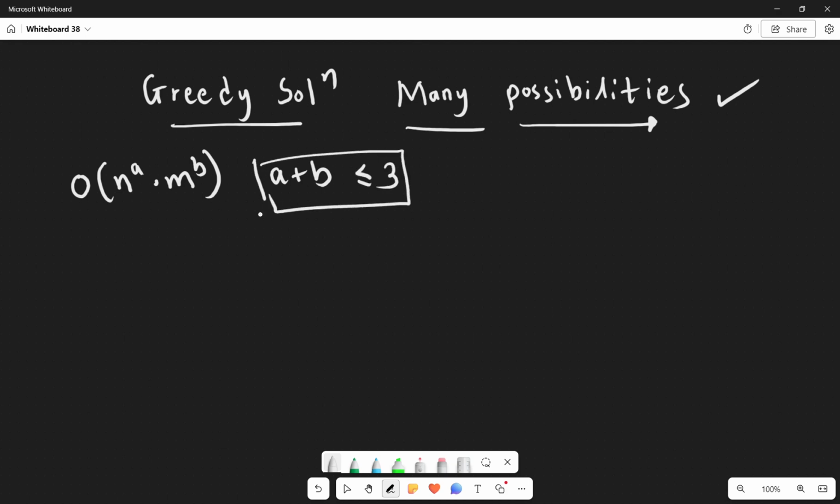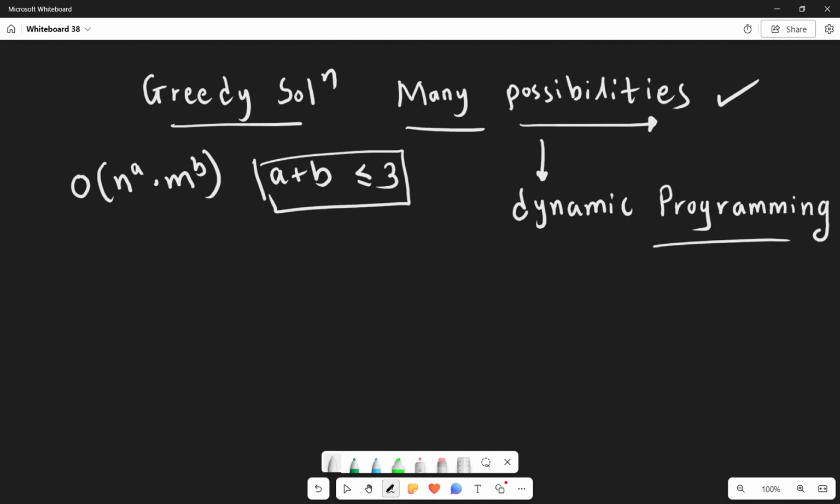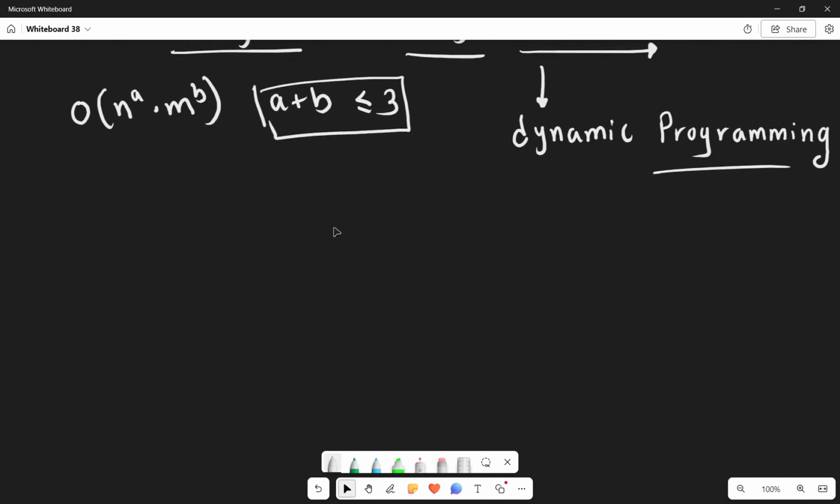Okay, so the thing that comes to your mind when you see this many possibilities is DP, right? Dynamic programming. You want to check each and every possibility, so one thing comes to your mind, which is dynamic programming. Okay, how to apply dynamic programming here?